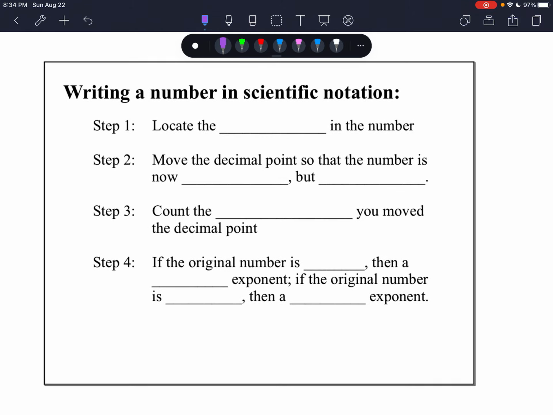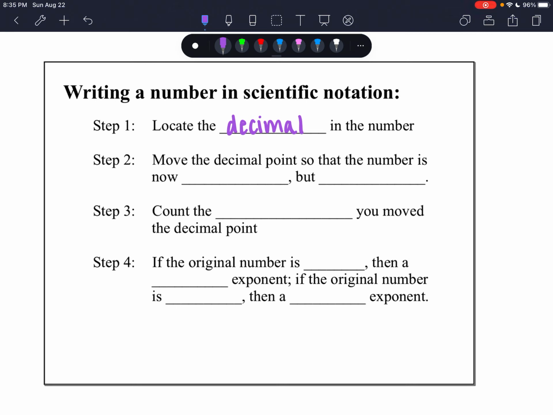So let's try actually taking numbers and writing them in scientific notation with 4 simple steps. So the first thing I'm going to do when I'm trying to write a number in scientific notation is locate the decimal point in that number. Sometimes the decimal will be there and obviously written. Other times we might have to locate it ourselves.